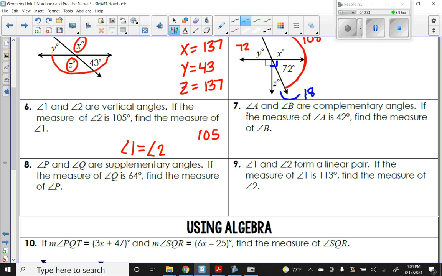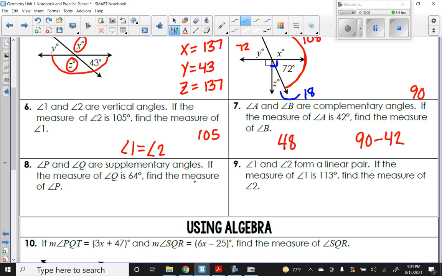All right, watch number 7. A and B are complementary. I know that's 90. Let's put it right up here. If the measure of A is 42, find the measure of B. So that just means 90 minus 42. That's the math I'm doing inside my head. That's how you get angle B. Angle B is 48. 48 plus 42 is 90.